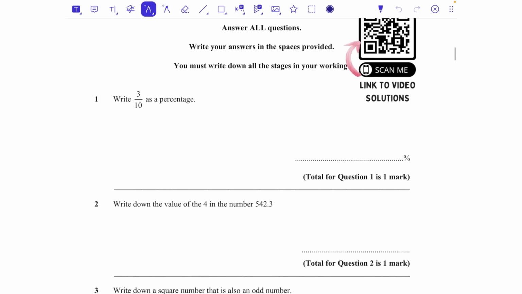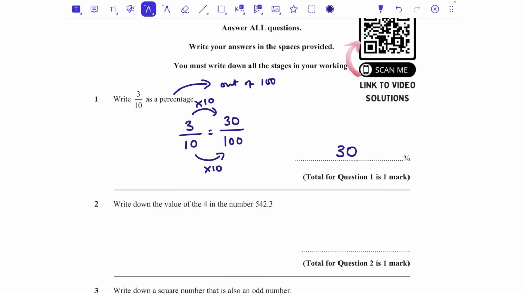Question number 1, write 3/10 as a percentage. So to go from a fraction to a percentage is going to be out of 100. At the minute we have 3/10, which is only out of 10. To make it out of 100, we just need to times the bottom by 10. And whatever we do to the bottom, we need to do the same to the top to keep it equivalent. So that's going to be 30 out of 100, and therefore that is 30%.